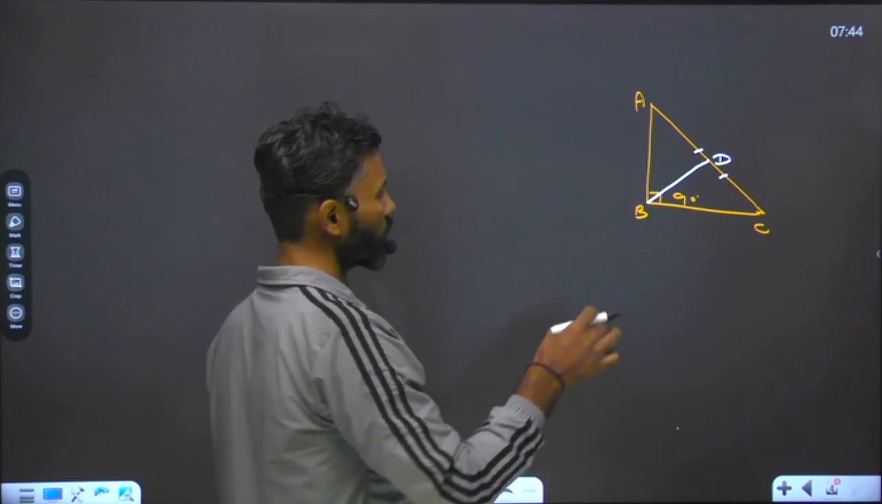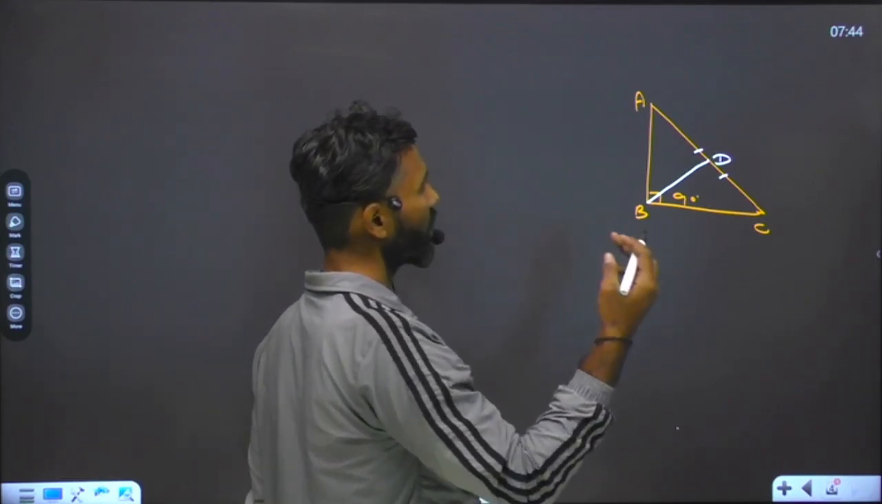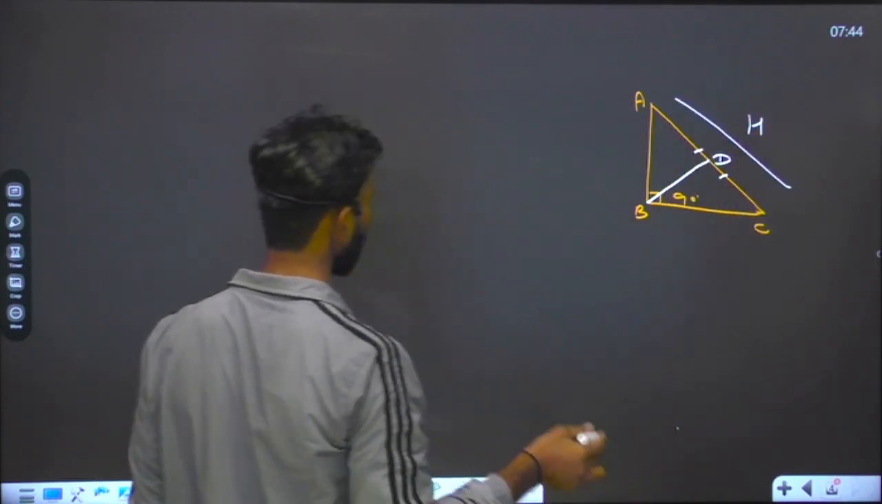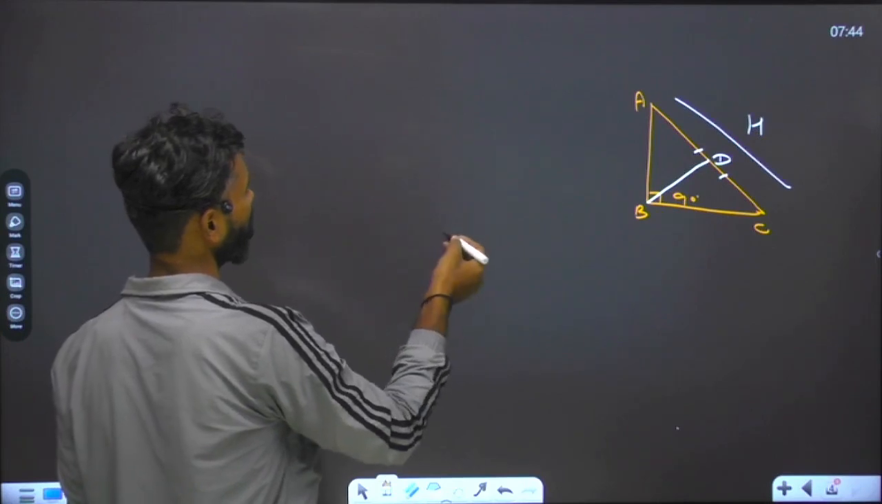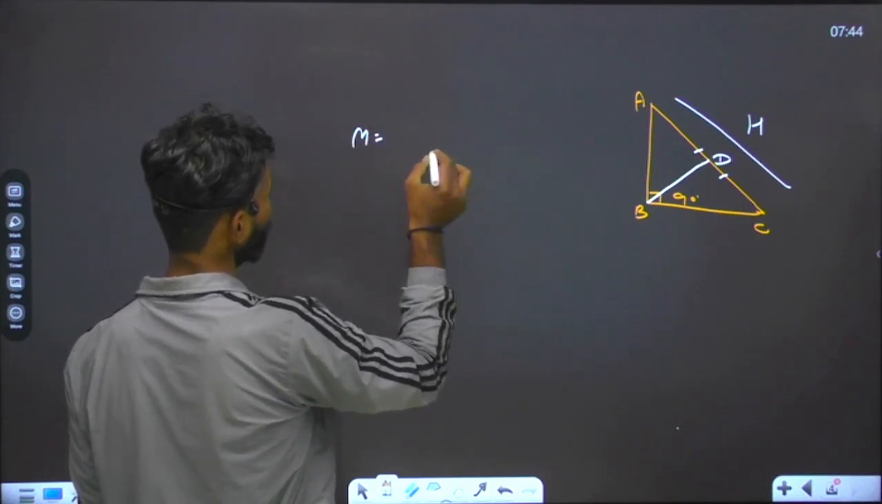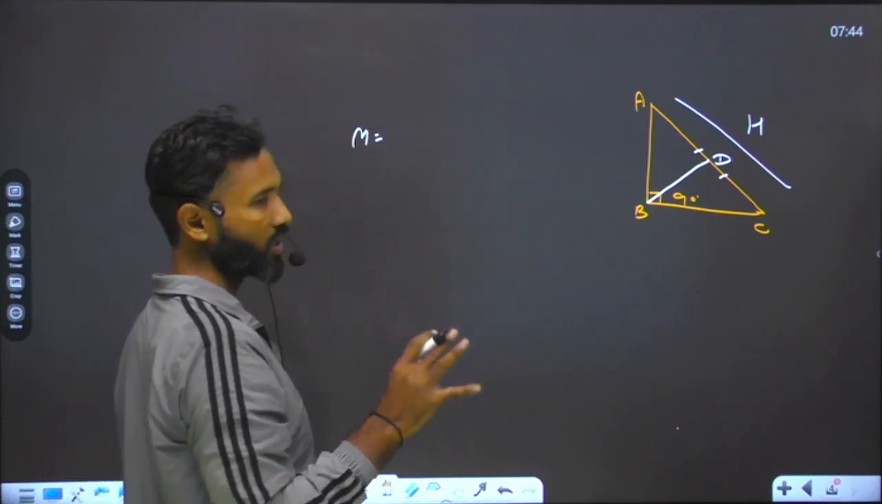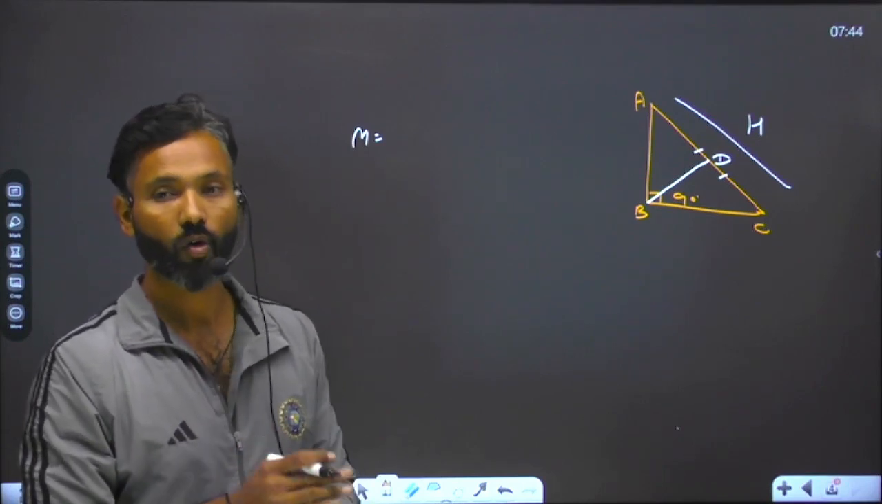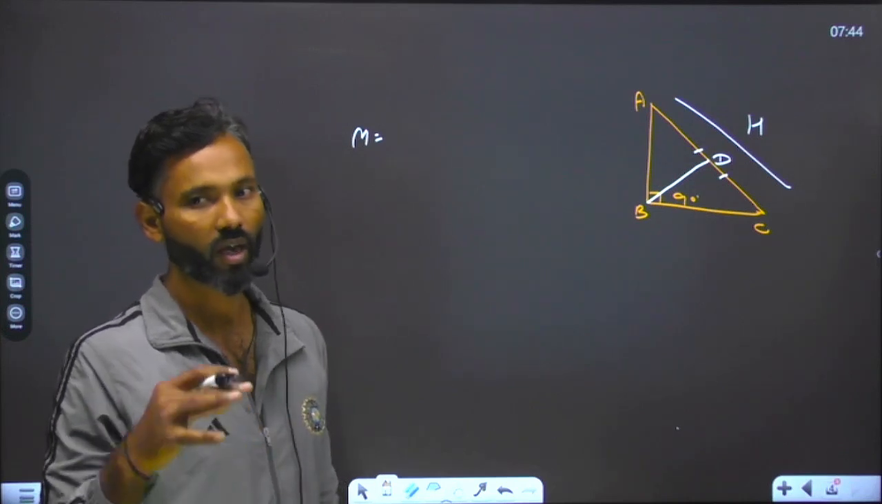So if we have to calculate the length of the shortest median in a right angle triangle, it will always be half of the hypotenuse. For the right angle triangle you have to keep this in your mind: not all kinds of medians, only the shortest median will be half of the hypotenuse, only in a right angle triangle.